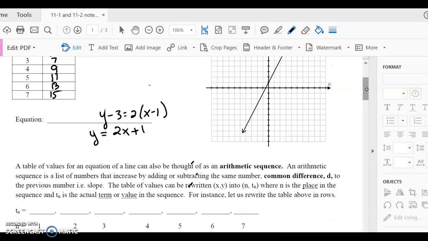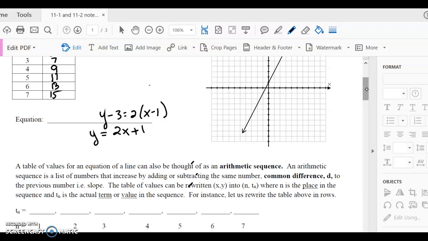A table of values for an equation of a line can also be thought of as an arithmetic sequence. An arithmetic sequence is a list of numbers that increase by adding or subtracting the same number, called the common difference, denoted with a d, to the previous number, i.e. the slope. The table of values can be written x comma y into n comma t sub n, where n is the place in the sequence and t sub n is the actual term or value of the sequence.